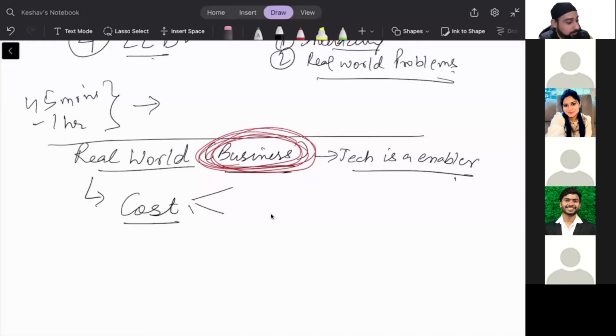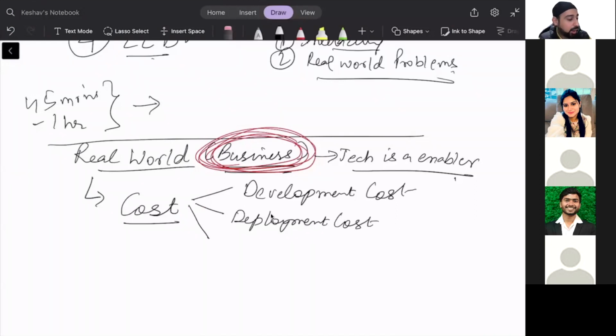There are three types of cost in play. One is always the development cost. One is the deployment cost, or the running cost of the server, and one is the maintenance cost.